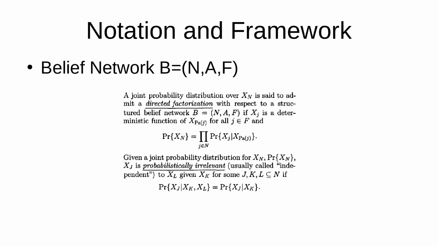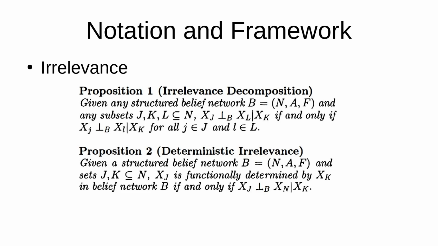The definition of probabilistic irrelevance is given below, which suggests that given the observation of xk, observing xl leads to no contribution to the knowledge of xj. Two propositions are given on irrelevance. Proposition 1 specifies probabilistic irrelevance for subsets through the irrelevance of all individual nodes across these sets. The second proposition specifies deterministic irrelevance.